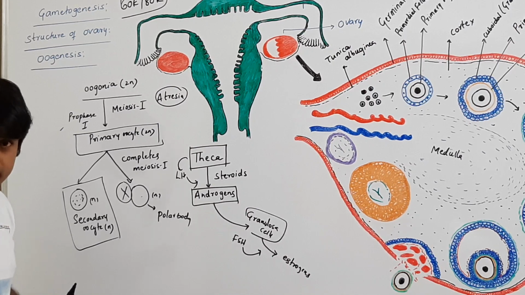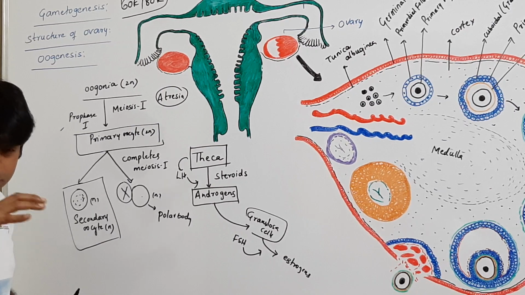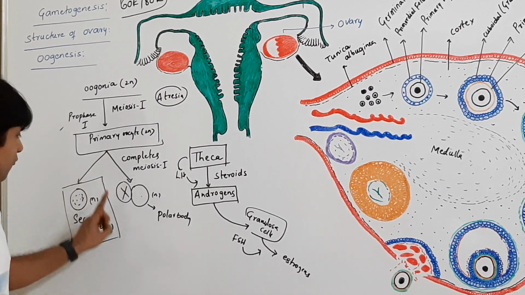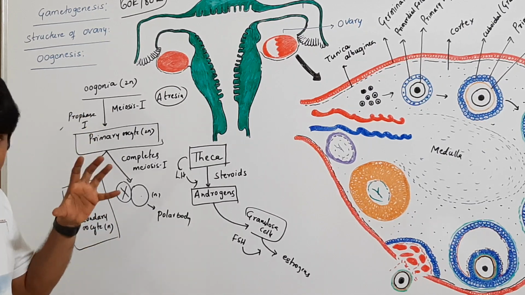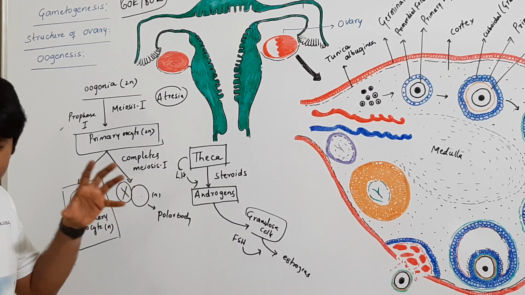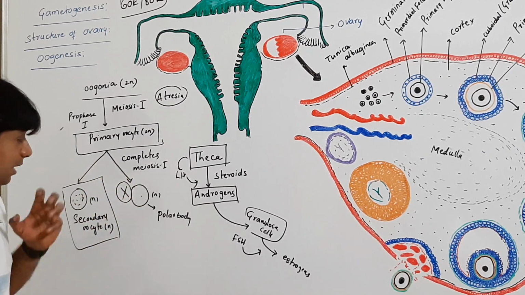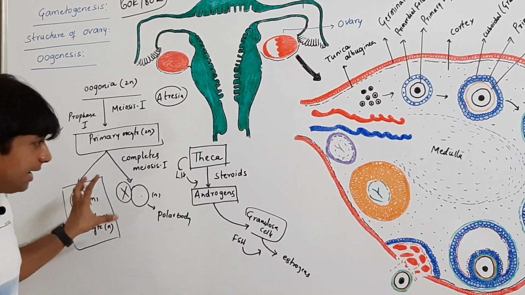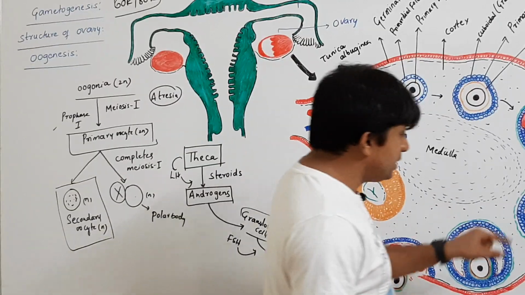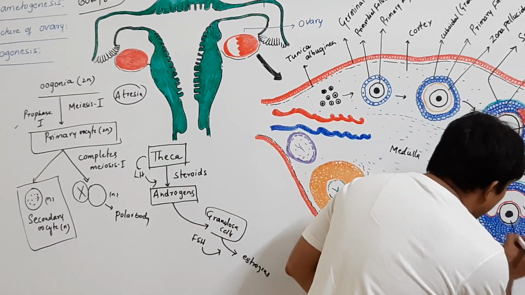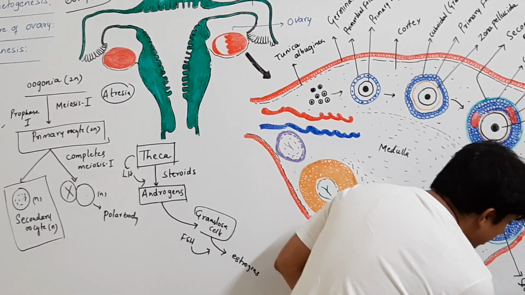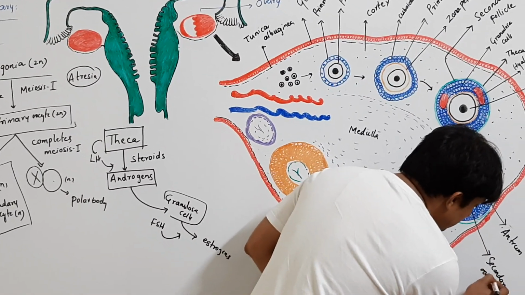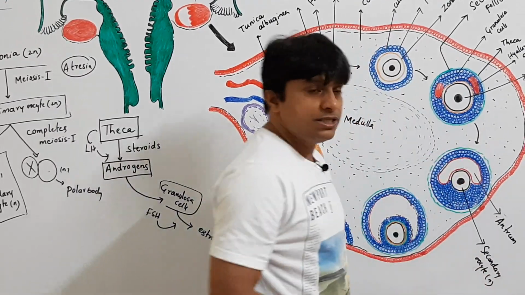Because from one cell in male gametogenesis, 4 sperms are formed, the cytoplasm is equally distributed. Whereas here, even though it undergoes reduction division, only 1 is formed, so the egg is a little bigger when compared to sperm. Clear? Now, this is what is called secondary oocyte. This secondary oocyte is enclosed in this follicle. It becomes secondary oocyte, which is haploid.